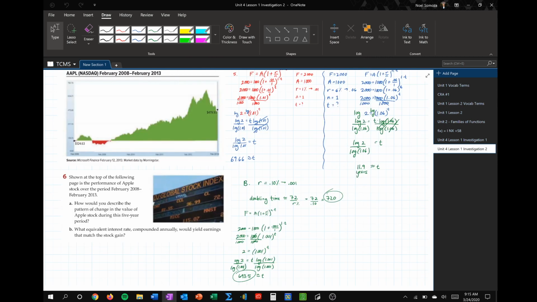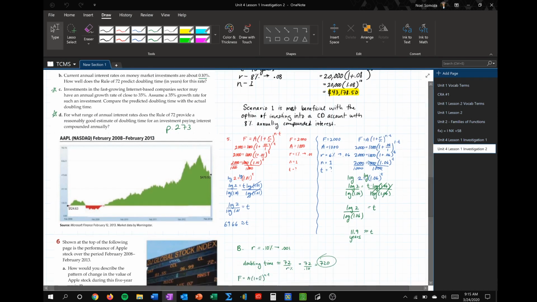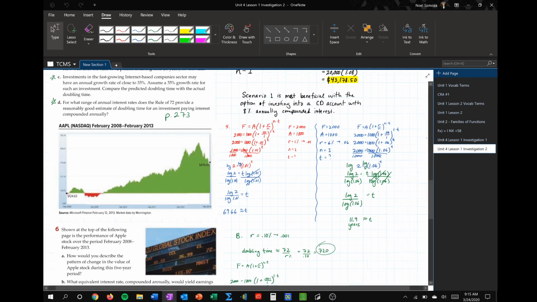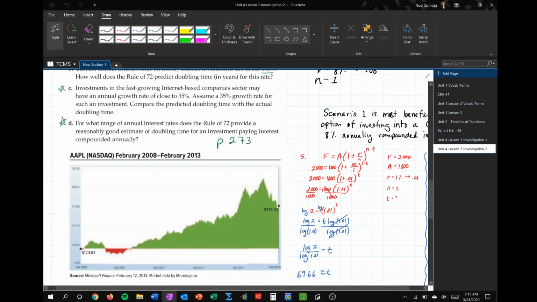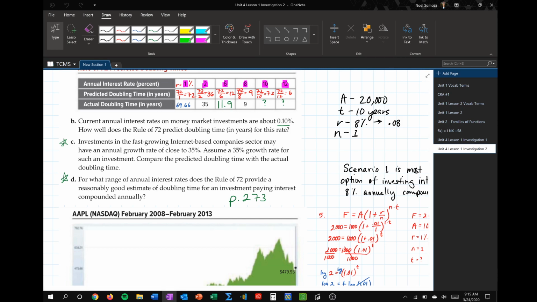Okay, so we left off last time. I wanted you guys to try number 5 part C and number 5 part D. They're pretty simple problems if you think about it. Part C asks that investments in a fast-growing internet-based company sector may have an annual growth rate of close to 35%. So assume a 35% growth rate for such an investment. Compare the predicted doubling time with the actual doubling time.